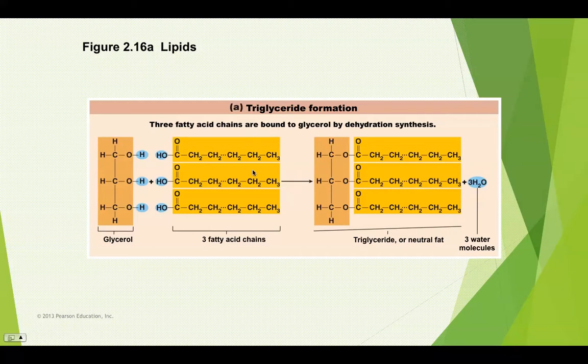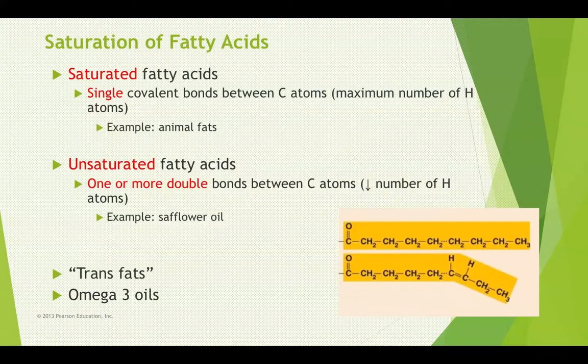So this is actually what's going to form the neutral fats, or adipose tissue, animal fat, and also vegetable oils. There is a little difference between some of these fatty acid chains that you see. A saturated fatty acid has a single covalent bond between the carbon atoms.